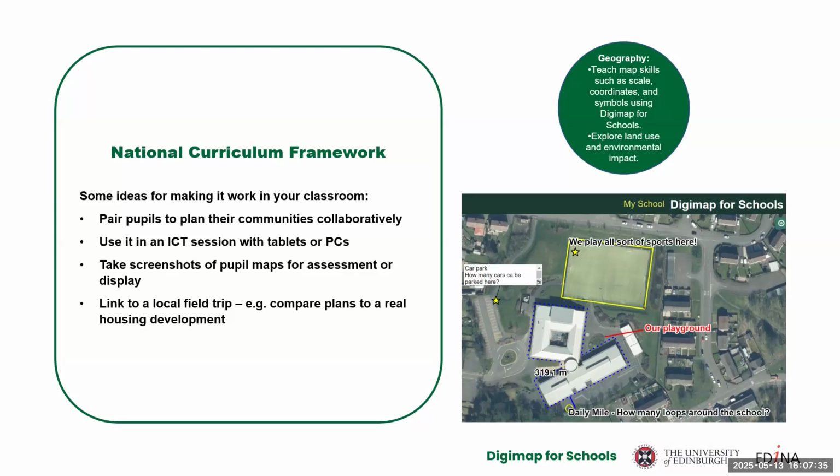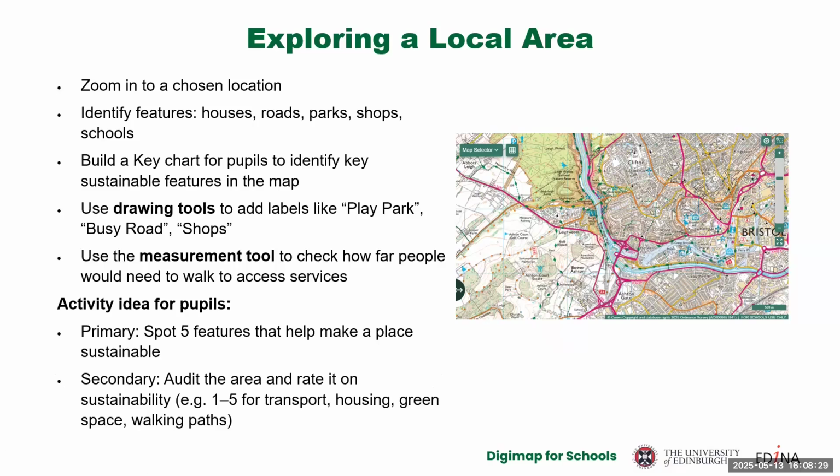letter to the council. Using Digimap for schools, pupils can zoom into a familiar local area, for example, like their schools, and identify features like houses, roads, shops, and schools. They can build a key chart of sustainable features, label elements using drawing tools, and measure how far residents need to walk to access services. This turns geography into a living local exploration.